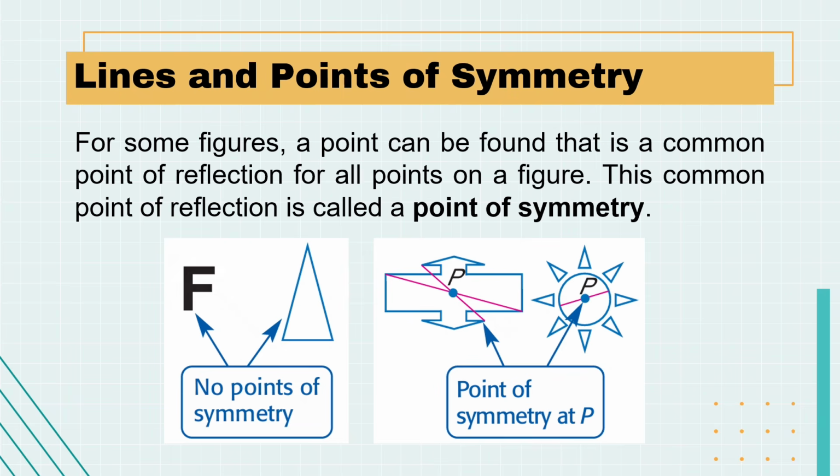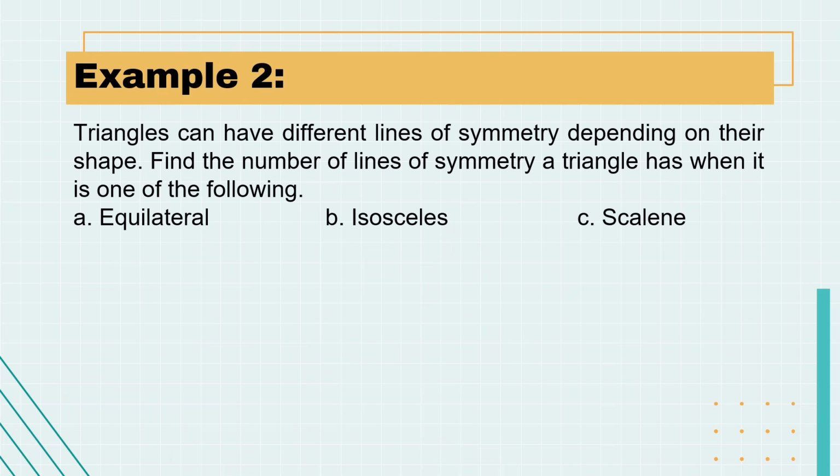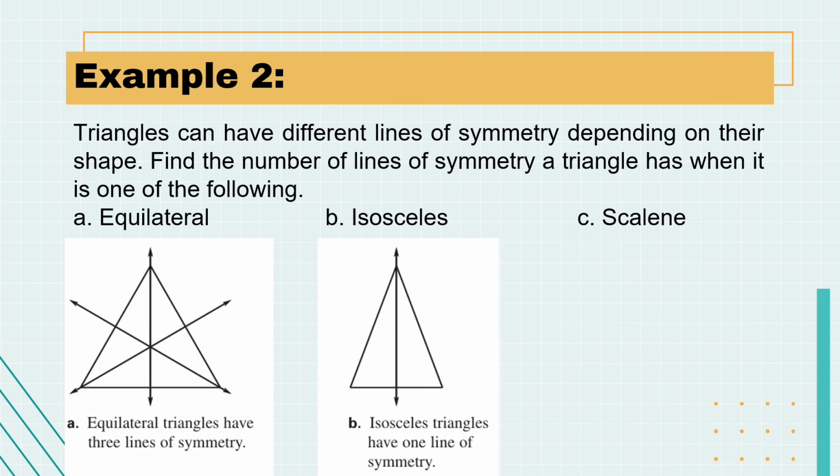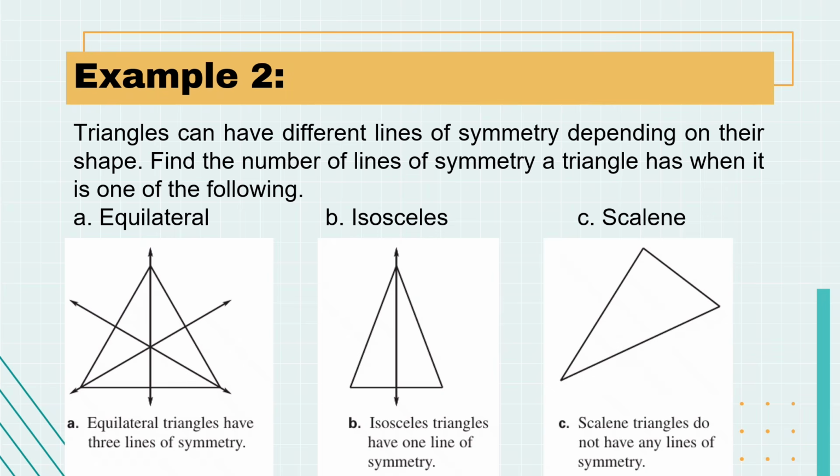Now let us answer this example. Triangles can have different numbers of lines of symmetry depending on their shape. First, an equilateral triangle has 3 equal sides and 3 equal angles. Because of this, it has 3 lines of symmetry. Second, an isosceles triangle has 2 equal sides. It has 1 line of symmetry, usually from the top vertex down to the midpoint of the base. Third, a scalene triangle has no equal sides. Since all sides and angles are different, it has zero lines of symmetry.